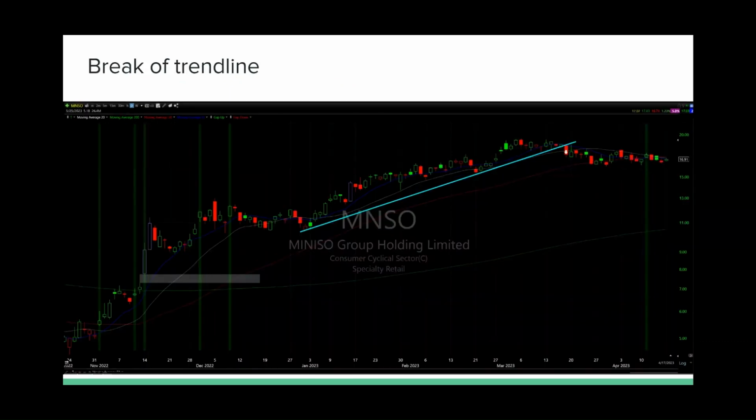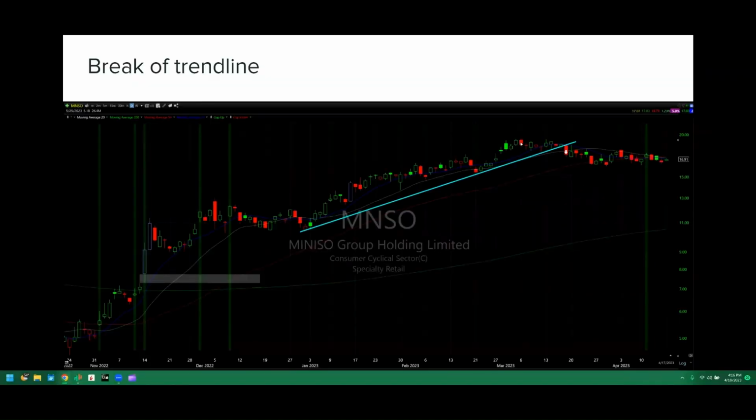Okay, the last reason that makes me get out of a trade completely is if a stock breaks a trend line. Now, this is the same Miniso trade that I was discussing. The other reason why I might get out of a position trade completely is if it breaks a trend line.